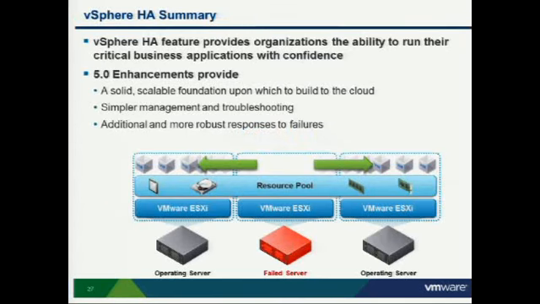So to summarize, HA allows you to run your business-critical applications with confidence. In 5.0, we've improved it in a number of different ways. We've simplified the management. We've made it easier to configure. We've given you greater flexibility in how to deploy HA. At the same time, we've made some of the existing failure responses more robust, and we've also added full support for partitions. Further, the architecture is much more scalable, so we think it's a good foundation for the cloud.